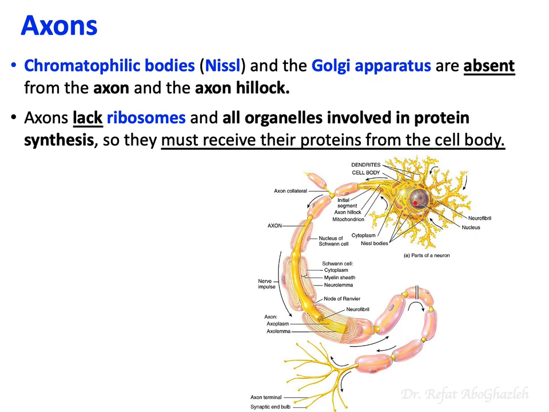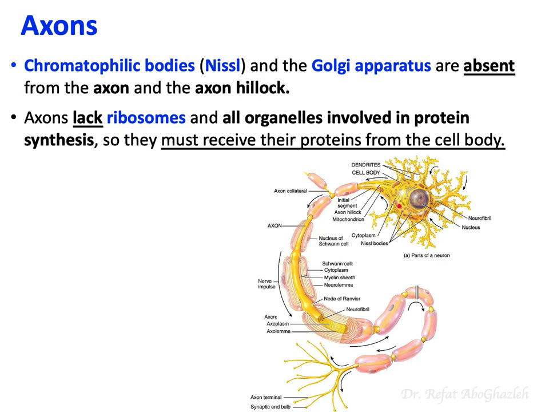If you remember when we talked about the cytoplasm of the cell body of a neuron, we mentioned that there are plenty of chromatophilic bodies, or what we call Nissl bodies, and Golgi apparatus. But in the axon and the axon hillock, there are no chromatophilic bodies, Nissl bodies, or Golgi apparatus. What does it mean? It means that the axon has no ability to synthesize protein. So the protein needed for the axon will come from the cell body.